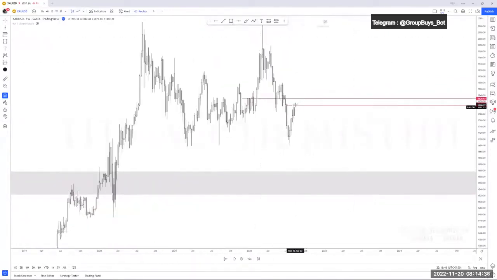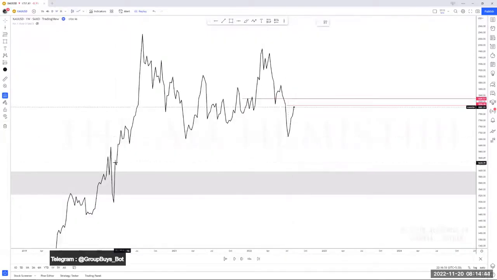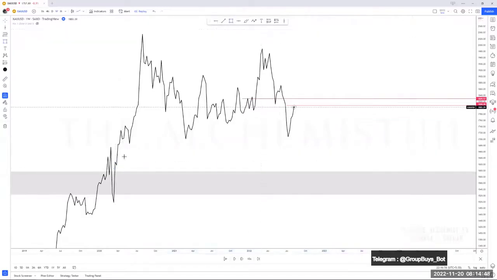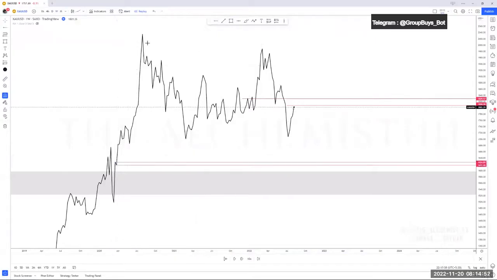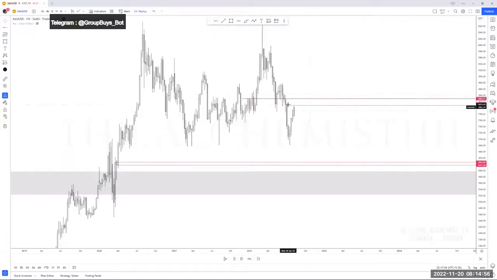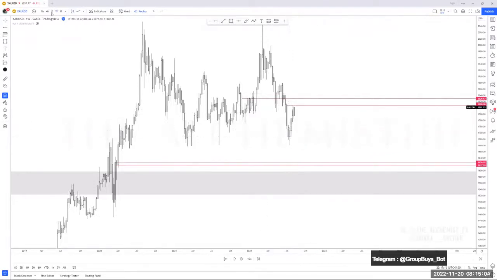Now if you are taking sales here, where are your next obstacles? Maybe these areas right here, where price is currently reacting from. This and this. Like this. Can you see it? So remember, if we are taking sales here, we must monitor these areas as well.